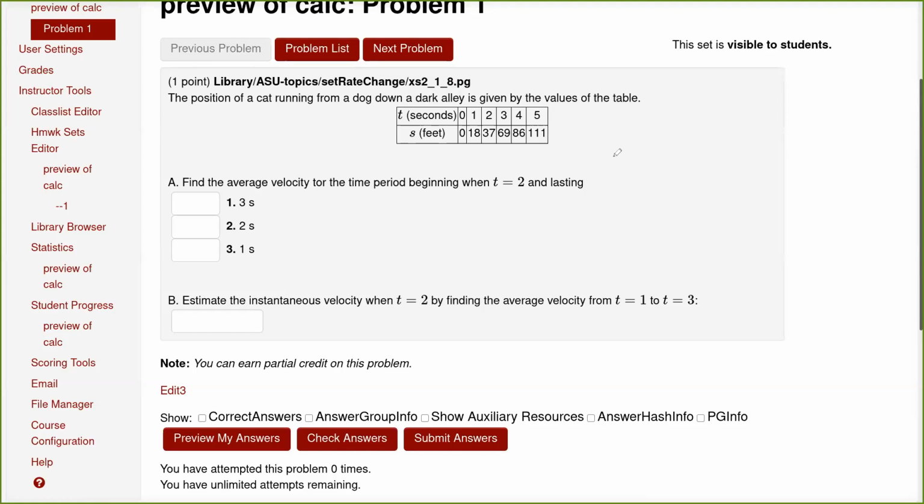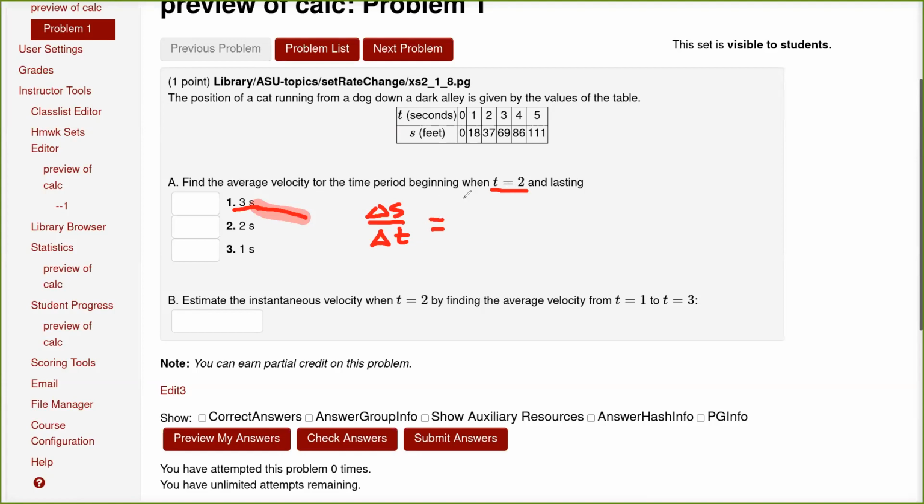But I can work on it a little bit. So let's do this first part here. Whoa, that's too thick. So we have: find the average velocity for the time period beginning when t is equal to 2 and lasting 3 seconds. So what is that going to be? That's going to be delta s over delta t.